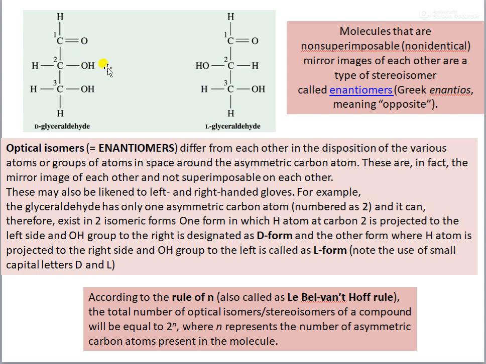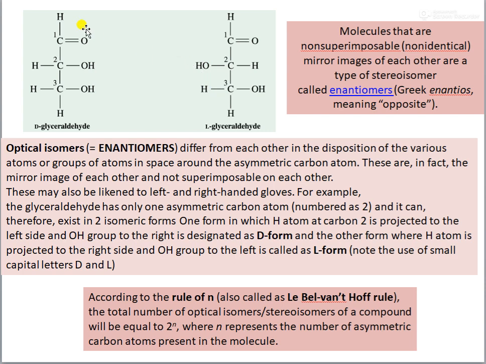If the hydroxyl group is found towards the right, you call it the D form or the dextro form, and if it is found towards the left, you call it the L form or the levo form. This can be written as D and L form.